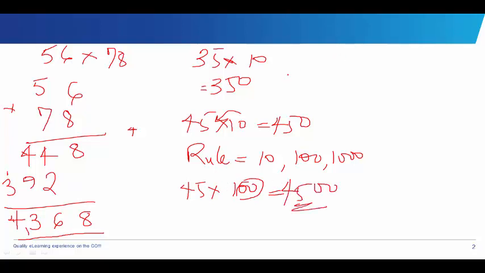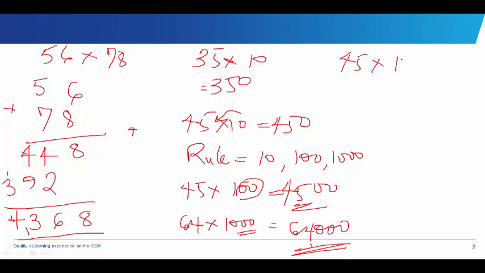It's as simple as that. So another example, 64 times 1000 will give us 64. We take these three zeros to the side of 64, it becomes 64,000. This is a rule, never forget that. Now let's try other numbers.